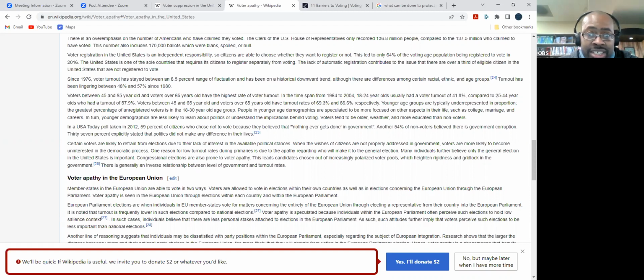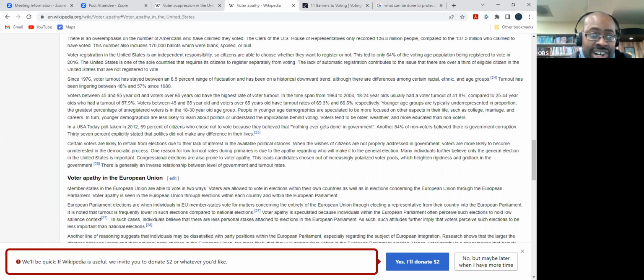When the wishes of citizens are not properly addressed in government, voters are more likely to become uninterested in the democratic process. One reason for low turnout rates during the primaries is due to the apathy regarding who will make it to the general election. That's why you get a lower voter turnout during a primary than you have during a general election. Many individuals further believe only the general election in the United States is important.